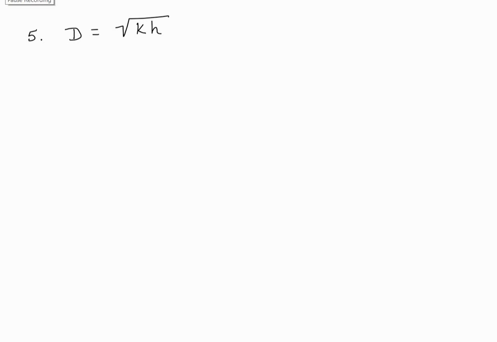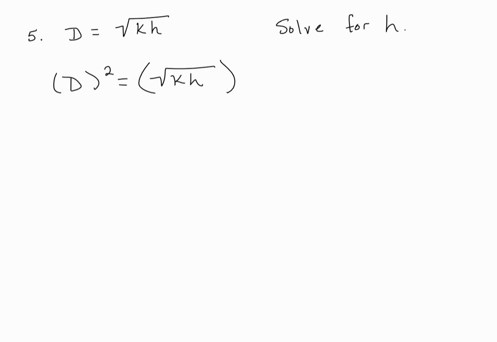Okay, with problem 5, we are going to be solving for h. And what you need to notice here is that the h is under that square root sign, so we've got to get it out of the radical sign. So we need to do the inverse of taking the square root, which is squaring. So I am going to square both sides of my equation. And then on the left-hand side, I will have d squared. On the right-hand side, the square and square roots are going to cancel. So that will leave me with k times h.